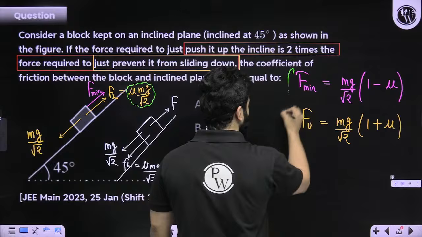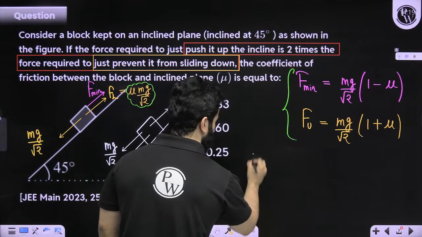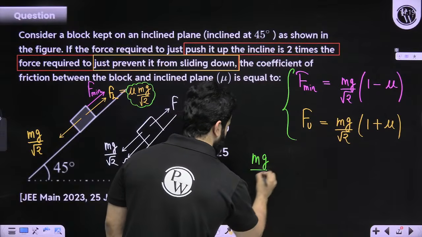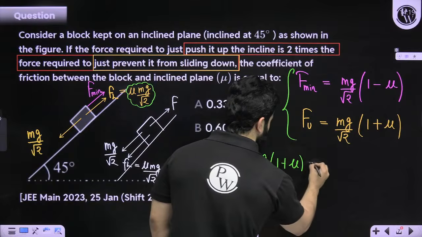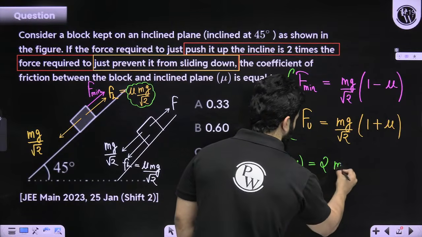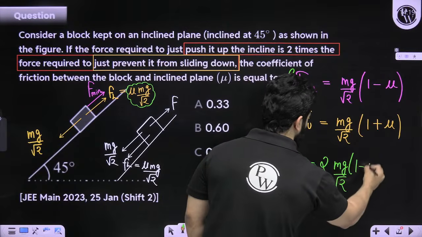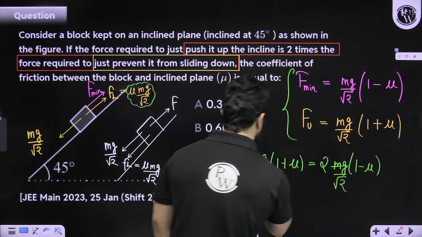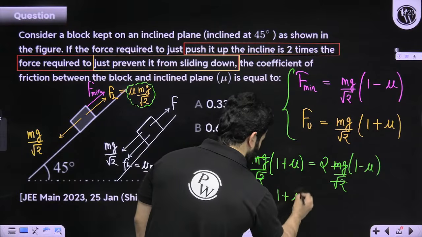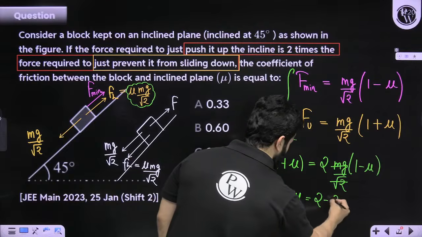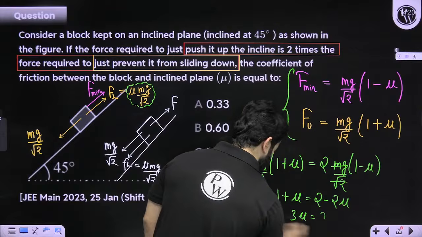And now they are saying that this force is 2 times this force. Let's quickly do this math, very simple math, my dear friends. mg by root 2 times 1 plus mu equals 2 times mg by root 2 into 1 minus mu. mg and mg cancel out, root 2 and root 2 cancel out. I have got 1 plus mu equals 2 minus 2 mu. That means 3 mu equals 1.